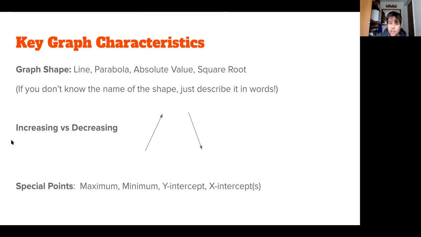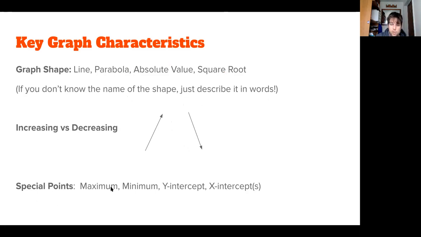Increasing versus decreasing. So we need to make sure to describe whether a graph is increasing, decreasing, or both, and how. Remember, we always read graphs from the left side to the right side. So you start on the left and follow the graph. Is it going up, increasing? Is it going down, decreasing?